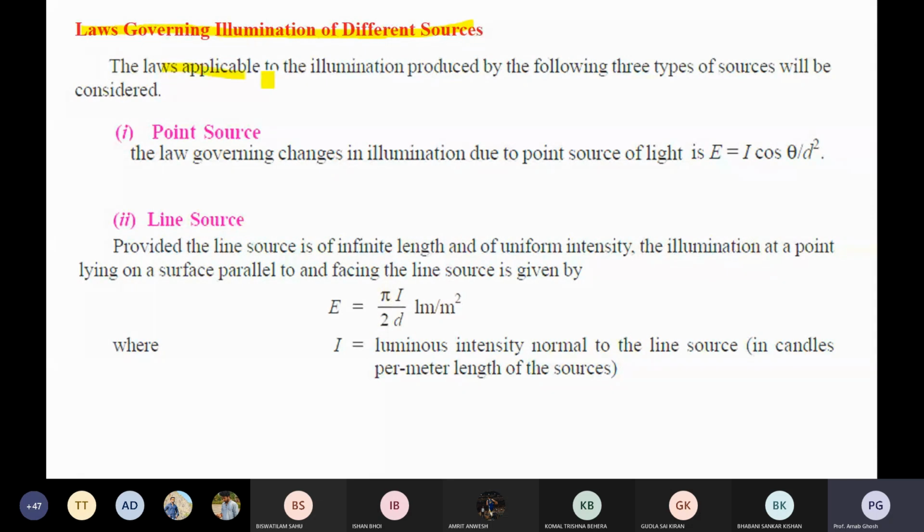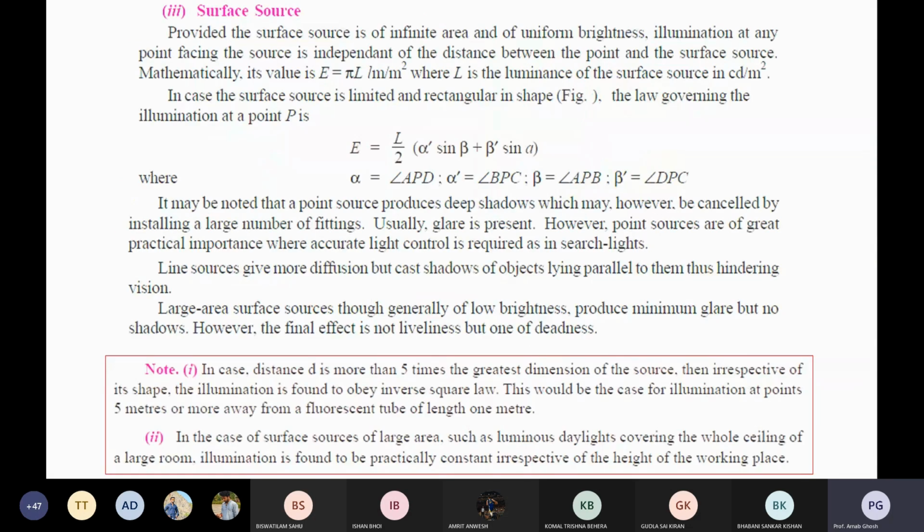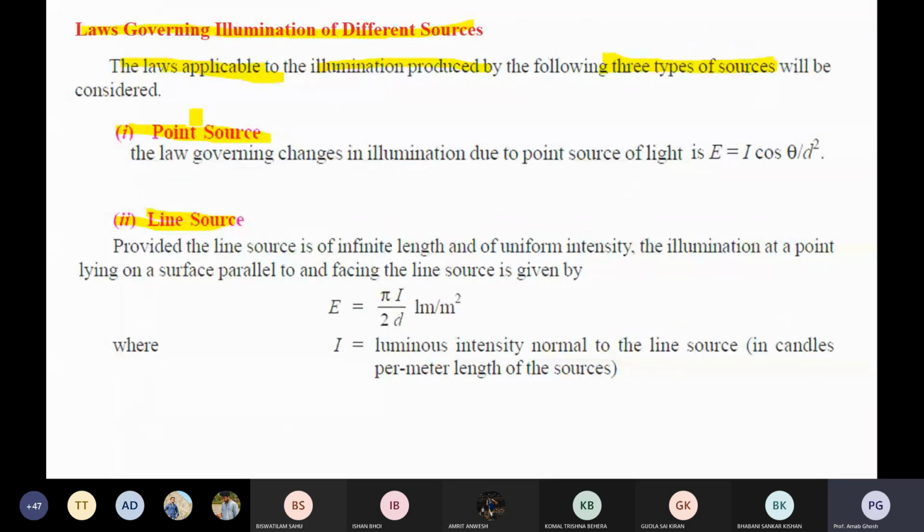The first one is the point source. The second one is the line source. Another one is the surface source. So there are three types: point source, line source and surface source. In the case of a point source, since day one we have been doing all the calculations based on the point source. So E, the illumination, equals I cos theta by d square.